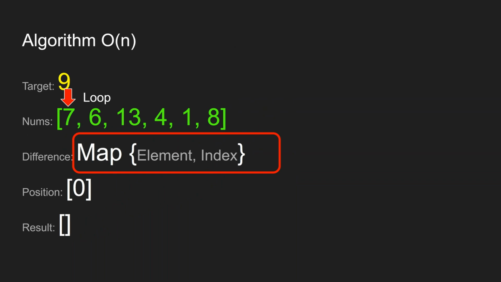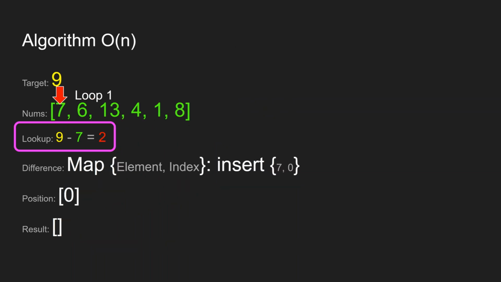In the map itself, we're going to store the element and the index. But to look it up, we need to be smart. So in order to do that, we need to have a difference between the target and the current element that we are looking for. So that is what we're going to be doing the lookup with. If the difference is inside the map, that means we have a match and we can return both of the indices. Let's walk through the practical example to see how this looks.